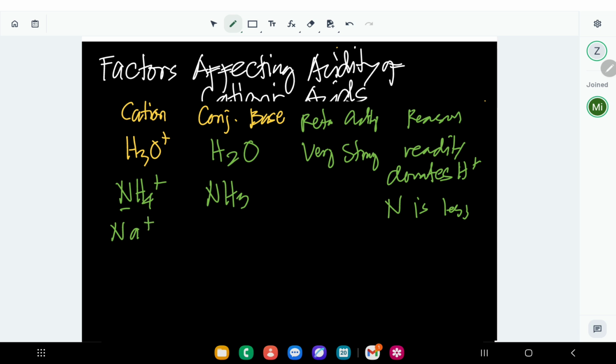How about Na+? Does the sodium cation have a conjugate base? No, it doesn't. That means it can't donate H+, and therefore this is not acidic.